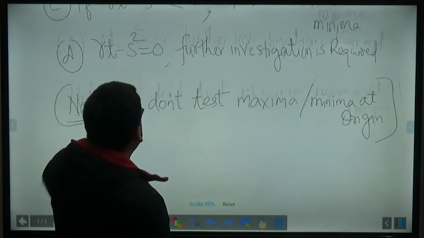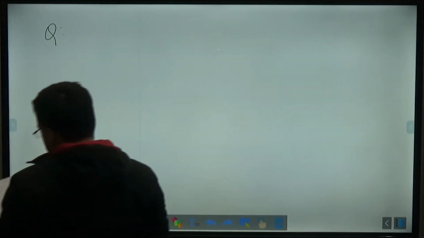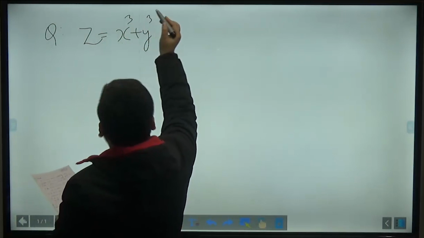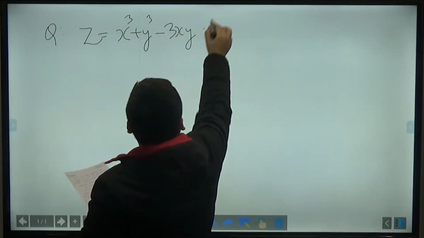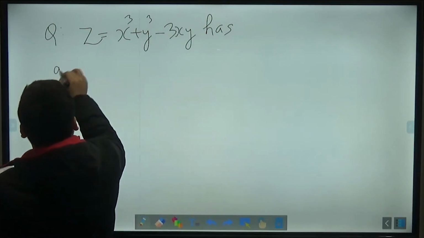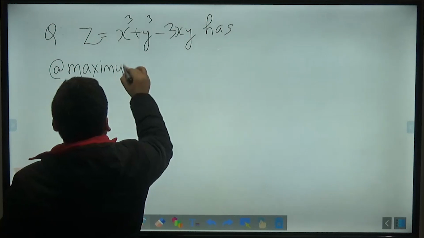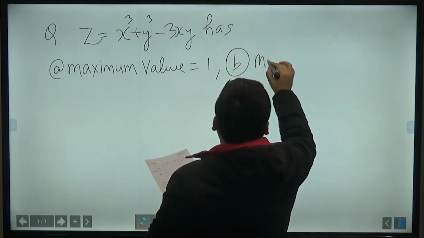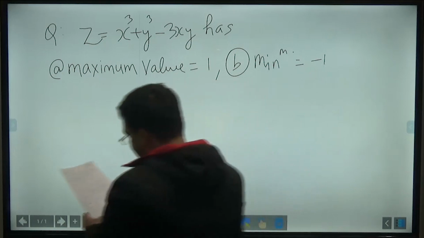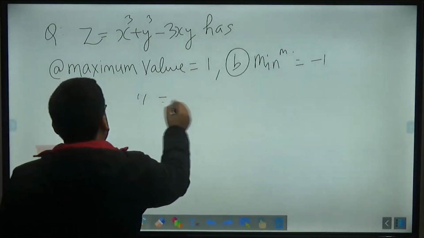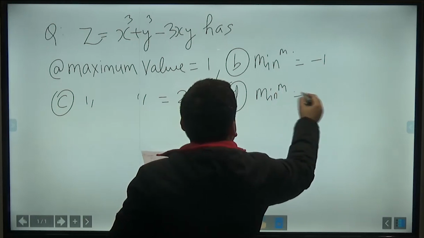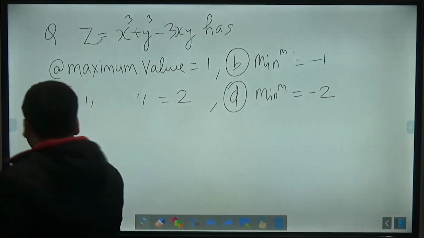Let us solve a question directly. The question is: z is equal to x cube plus y cube minus 3xy has: 1, maximum value equal to 1; b, minimum value equal to -1; c, maximum value equal to 2; and d, minimum value equal to -2. That is what we have to find.